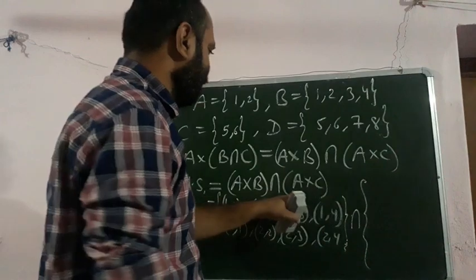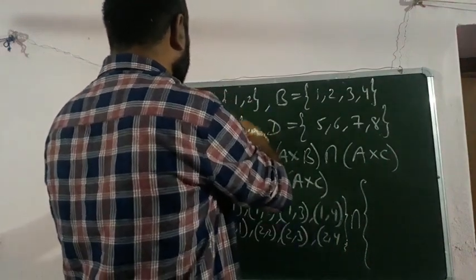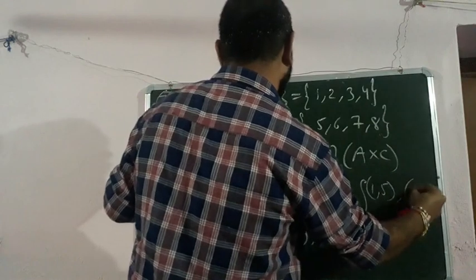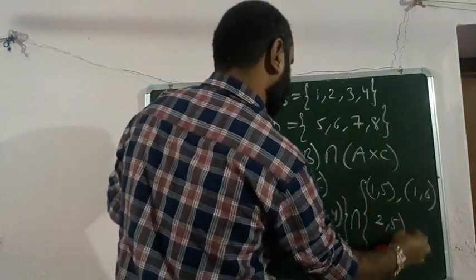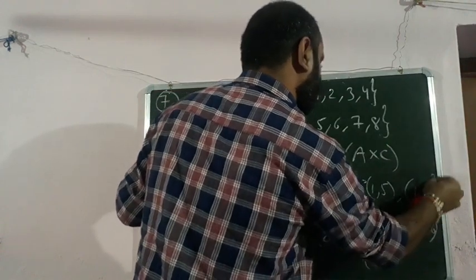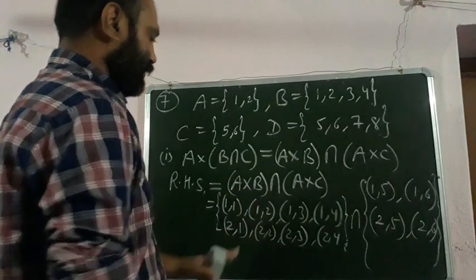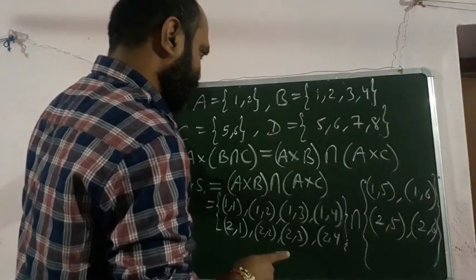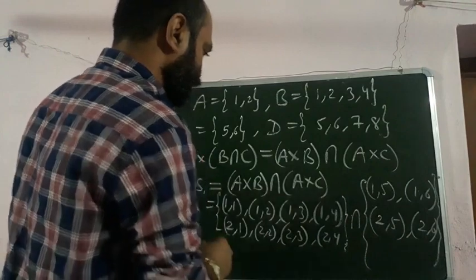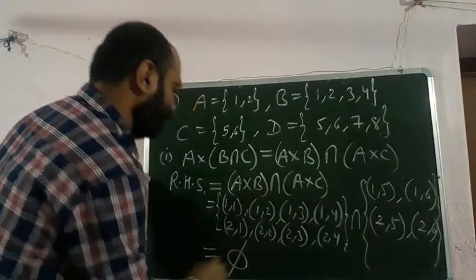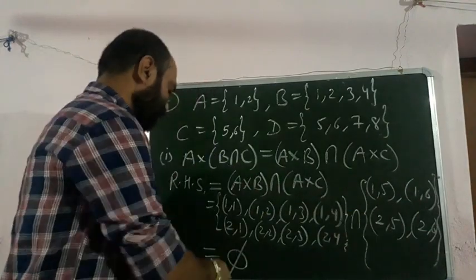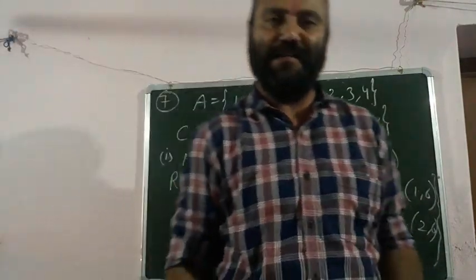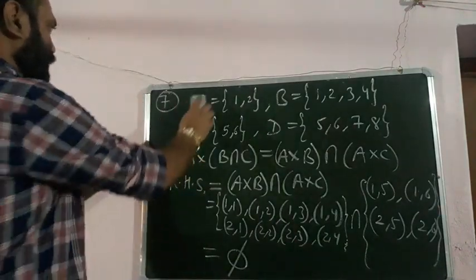Which pairs will come in A cross C? You have to take the Cartesian product of A and C. This has 2 elements, this has 2, so 4 pairs will be formed. The first is 1 5, second is 1 6, third is 2 5, fourth is 2 6. So these are the 4 pairs. As you see, what are the common elements here? There is no 1 5 or 1 6, 2 5 or 2 6 in the first set. So we can say that there is no common element, no common pair among these two. So we have the empty set. As we see, the left hand side is also the empty set, so left hand side is equal to right hand side. So it is verified. This first part is verified.